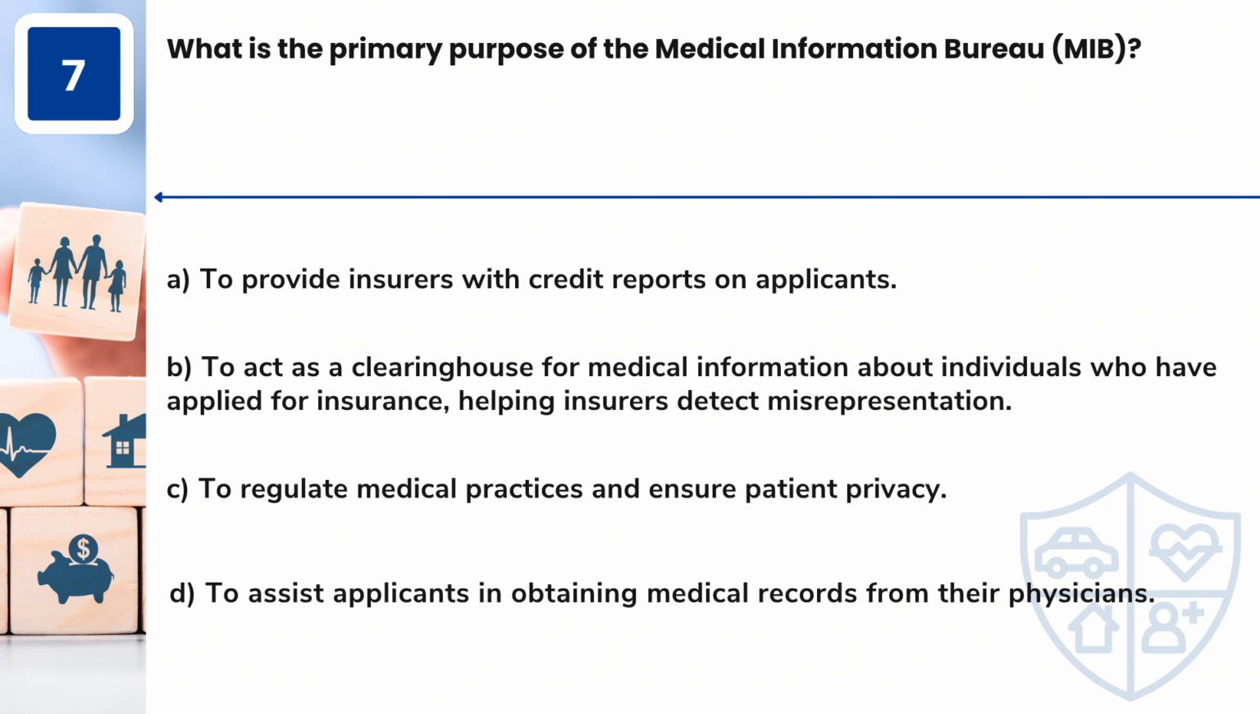Question 7. What is the primary purpose of the Medical Information Bureau, MIB? A. To provide insurers with credit reports on applicants. B. To act as a clearinghouse for medical information about individuals who have applied for insurance, helping insurers detect misrepresentation. C. To regulate medical practices and ensure patient privacy. D. To assist applicants in obtaining medical records from their physicians.